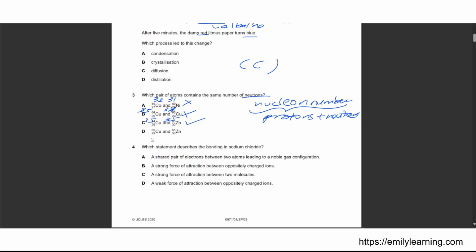Then for D, it's also not the same, because this one has 35 neutrons and this one has 36 neutrons. So it's also different. So the answer for 3 is C.